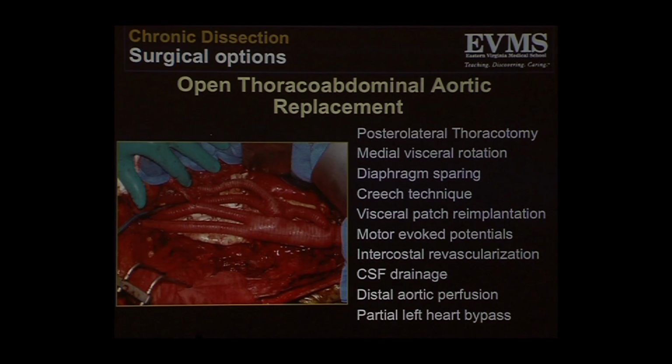Here's an example of a patient that we do not do visceral patch reimplantation. This is a 33-year-old patient of mine with Marfan, and we did branch-to-branch revascularization for each of the visceral vessels. And you can see here that we also have a branch that goes to an intercostal patch in a different vessel. The left renal artery was simply reimplanted on the side here.